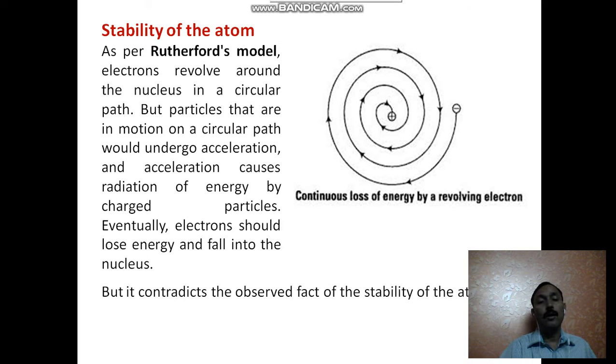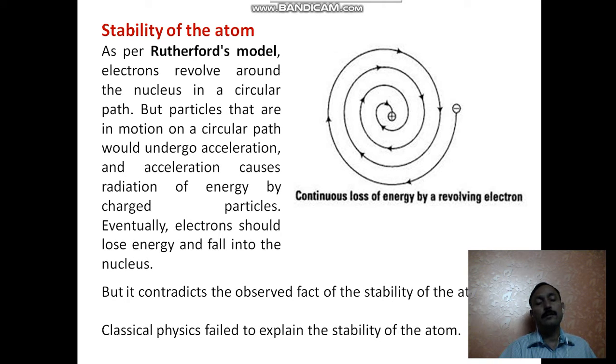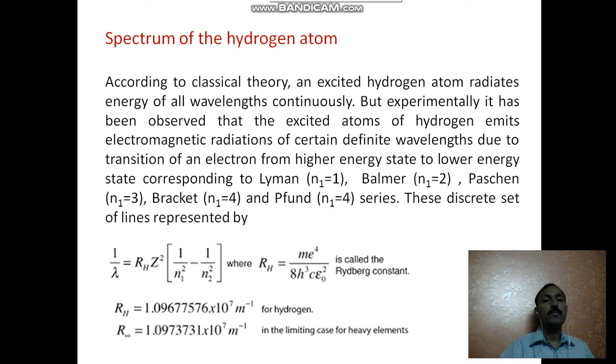But it contradicts the observed fact of the stability of atom. That means the electrons never collapse onto the nucleus. Atom is stable. Classical physics failed to explain the stability of the atom. Spectrum of the hydrogen atom.